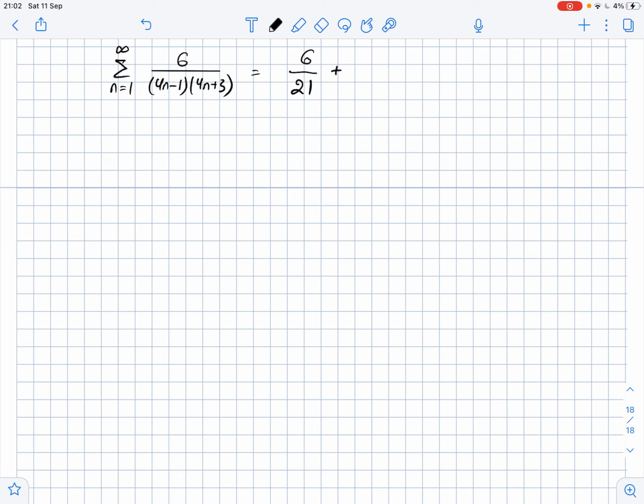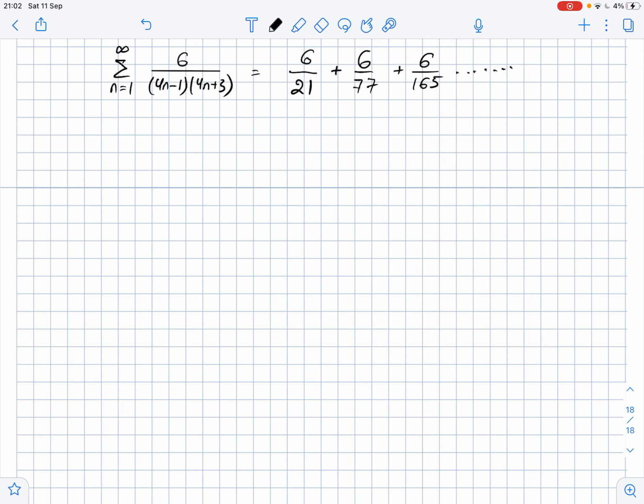The second term would be 6 over 7 times 11, so it's 6 over 77. The next term is 6 over 165, and so on.